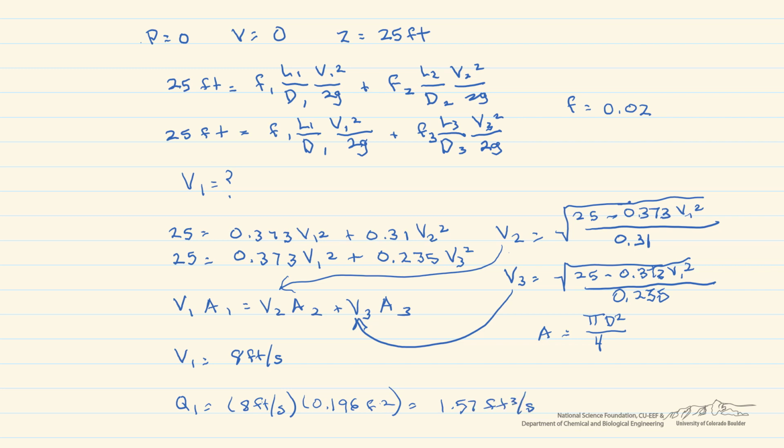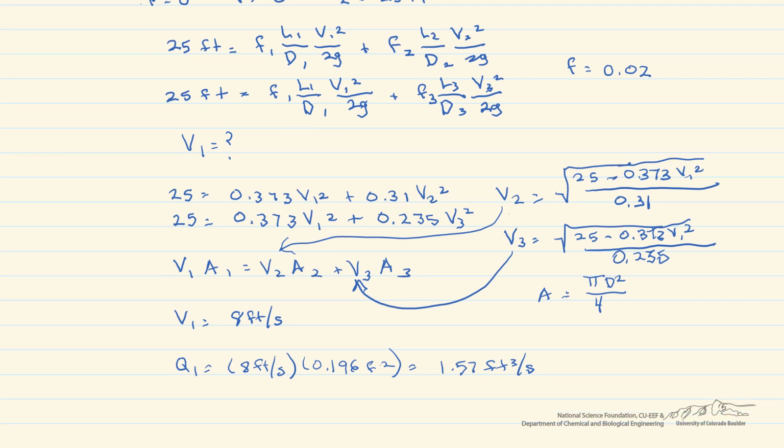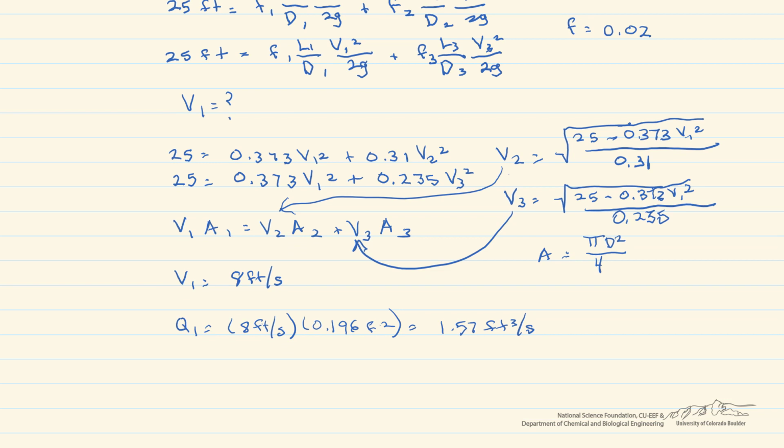Finally, what we need to do is find the percentage change, or in this case, the percentage increase in flow rate. That's going to be equal to our 1.57 minus 1.19, which is the flow rate we got from the single pipe, divided by 1.19, and these are all in feet cubed per second. This is equal to 0.32, or a 32% increase. One thing to take note of is that this problem is very sensitive to rounding errors.